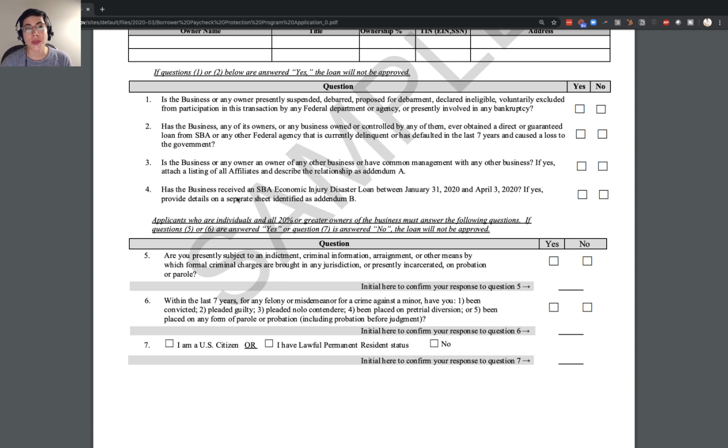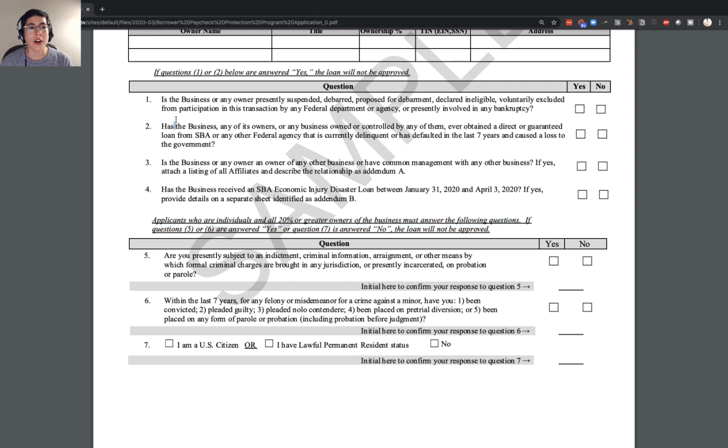Okay, now we have to go through a list of questions. And here, can I even highlight it? Here is an important thing. So applicants who are individuals and all 20% or greater owners must answer the questions. And if question 5 or 6 are a yes, or 7 is a no, the loan will not be approved. So if the other questions are a yes, I don't even know how the better way of saying this, you might still be able to be approved.